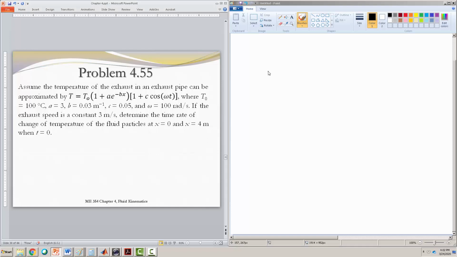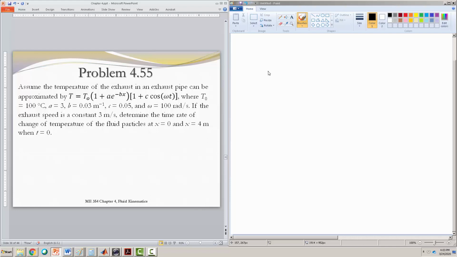Problem 4.55. In this problem, we have a temperature that exhausts from a pipe that is approximated by the given equation, where T0 is equal to 100 Celsius, A is equal to 3, B is equal to 0.03 meters to the negative 1, C is equal to 0.05, and omega is equal to 100 radians per second. If the exhaust speed is given to be 3 meters per second, we need to determine the rate of change of the temperature of the fluid particles at x equal to 0, x equal to 4, while the time is equal to 0.